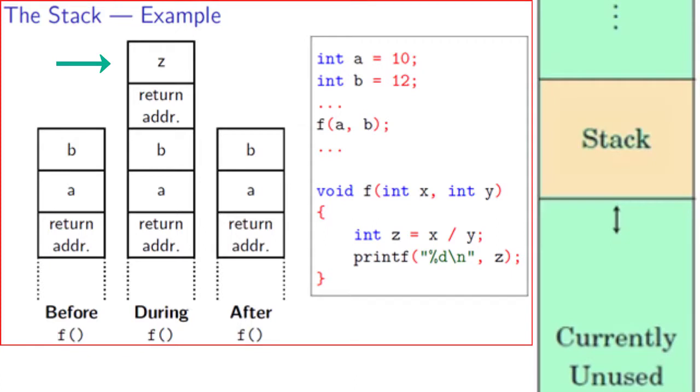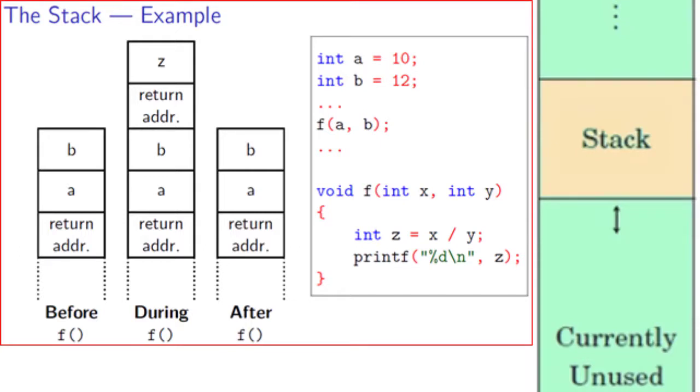After it finishes entering this function, when it exits after f, it pops the return address, then only does it go back, leaving the B, A, and return address on the stack. So in summary, the stack is used to store parameters for function calls.